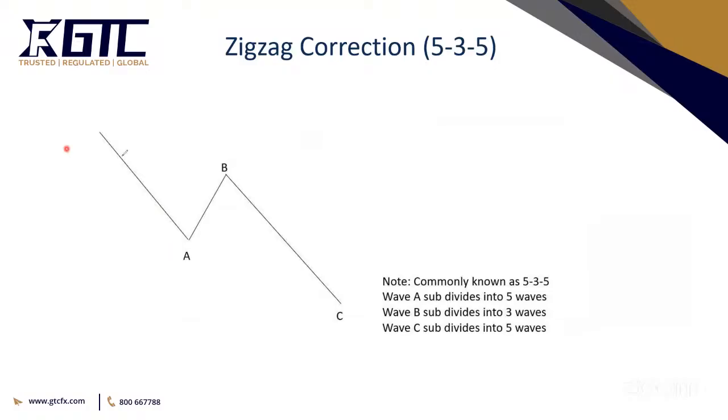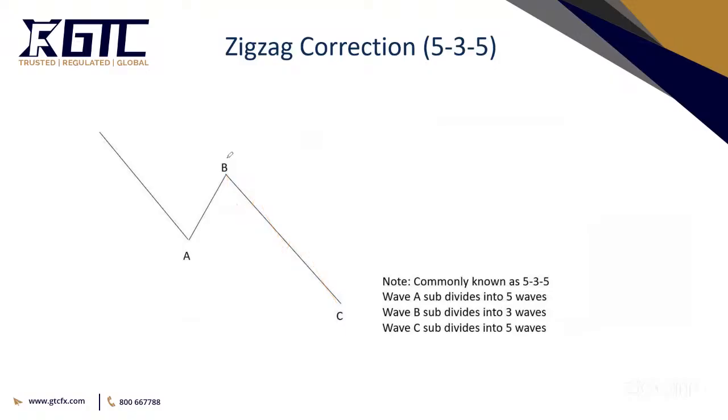subdivides into 5 waves. I will try and draw the wave structure here. It is rubbing itself, that's good, I don't have to use an eraser. So wave A is 5, wave B is 3, like this, okay? And wave C is again 5, okay? So it's a 5-3-5.